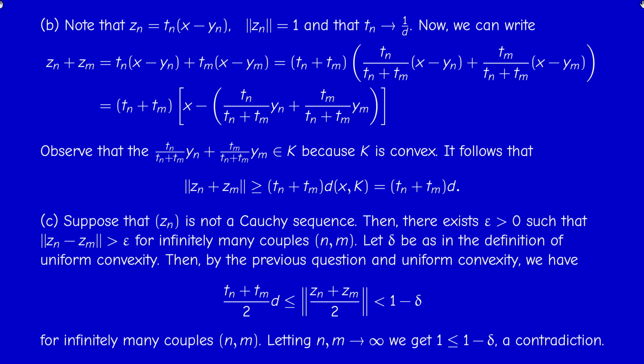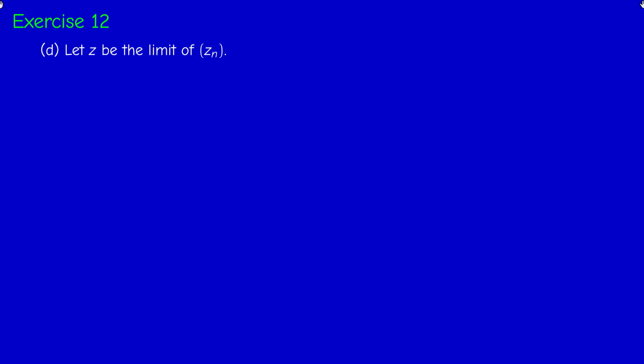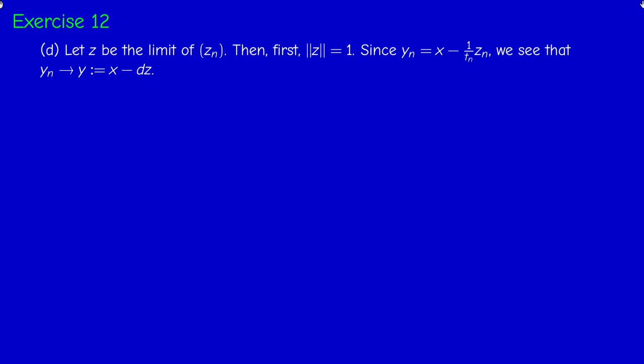Therefore, Zn is a Cauchy sequence. And now, since the space is complete, Zn converges to some limit z. So since the norm of Zn is 1, then the norm of the limit is also 1. And by definition, we can write Yn equal x minus 1 over Tn Zn. And since Zn converges to z and 1 over Tn converges to d, and this is a constant, Yn converges to x minus dz, and I call this y. Okay. And this will be my solution.